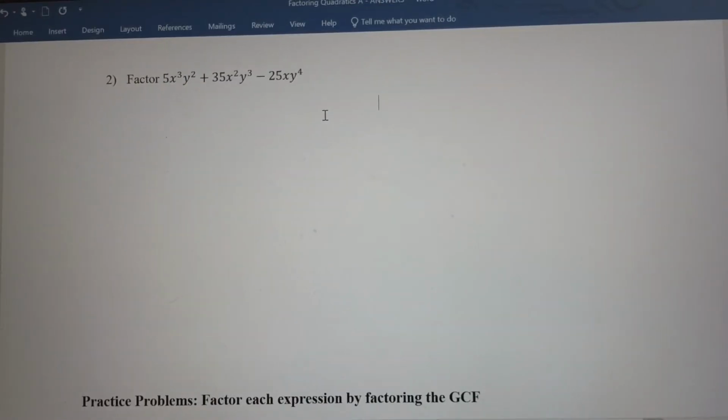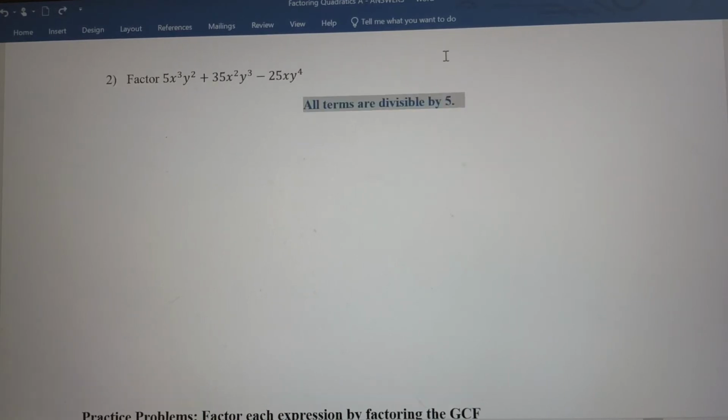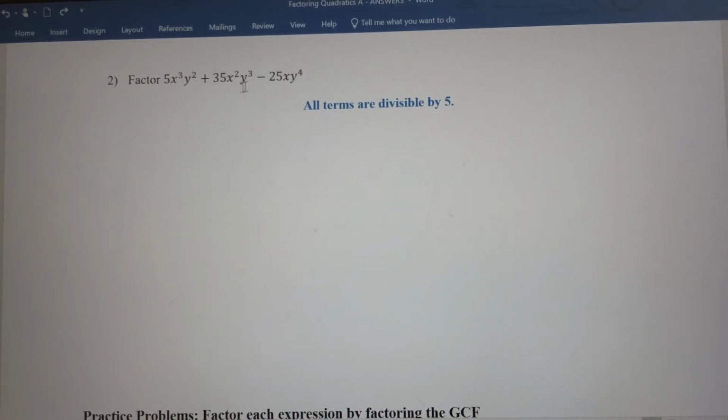All right, so hopefully you got that one right, but let's check it out. Again, we want to look for numeric factors in common first. So 5, positive 35, and negative 25. Those are all divisible by 5. Now we want to look for variables they have in common. So in each of these terms, I've got 2 variables. Let's go in alphabetical order. I'm going to start with the x's.